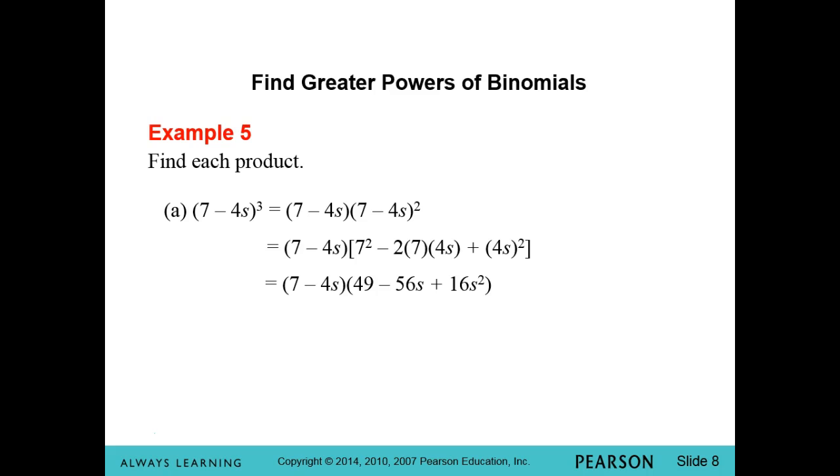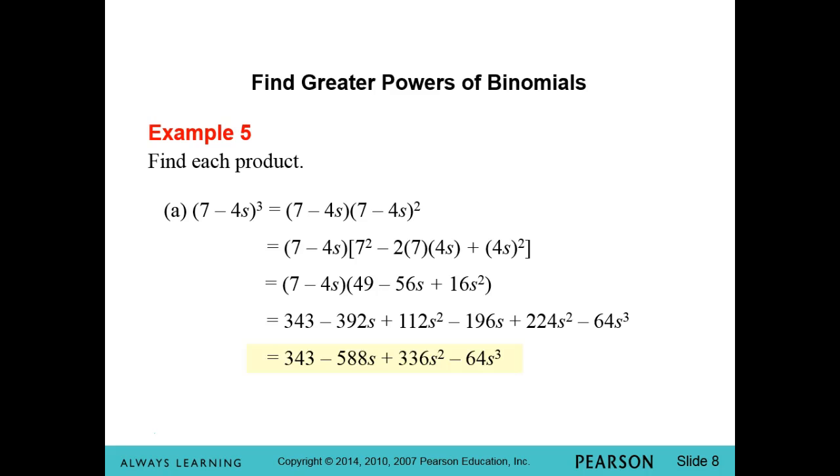Now we're going to multiply term by term, and oh, they just write down the answer, don't they? Good for them. And those, I think, are exactly the same numbers we had. They wrote them horizontally, which to me is a little more complicated. If they had written them vertically, they're easy to add with fewer mistakes on my part anyway. So let's see what they got. 343 minus 588s plus 336s squared minus 64s cubed. Look at that. They got it right.